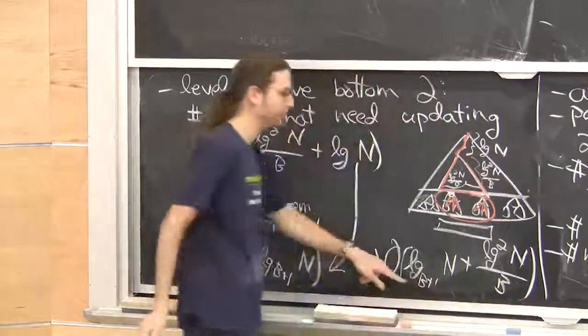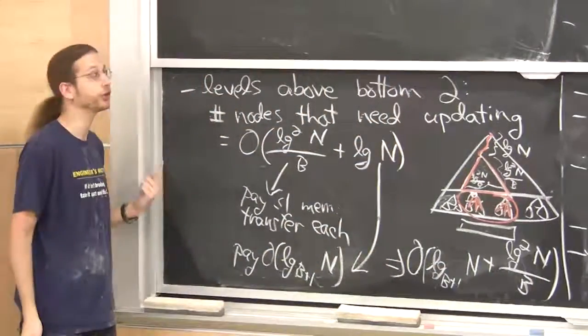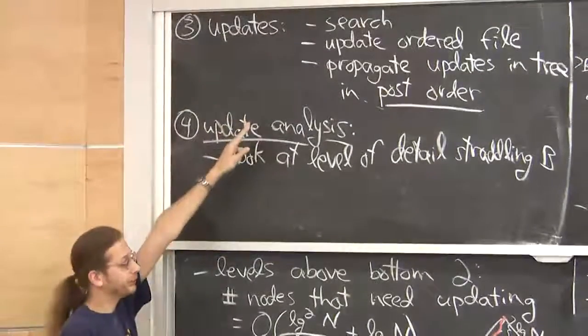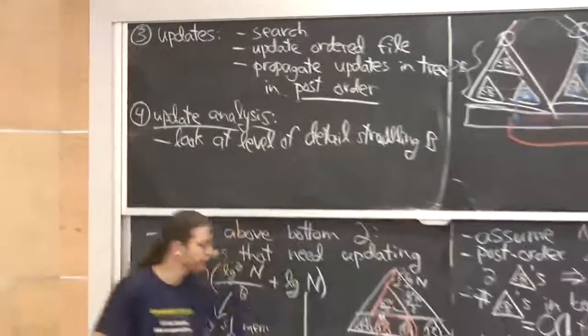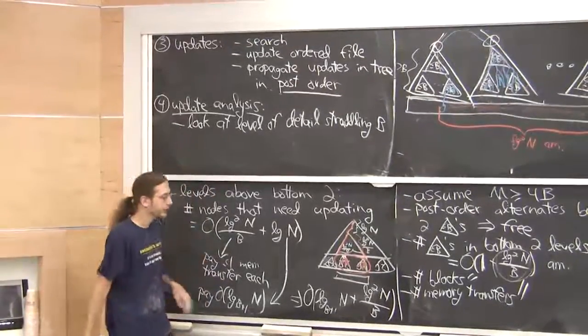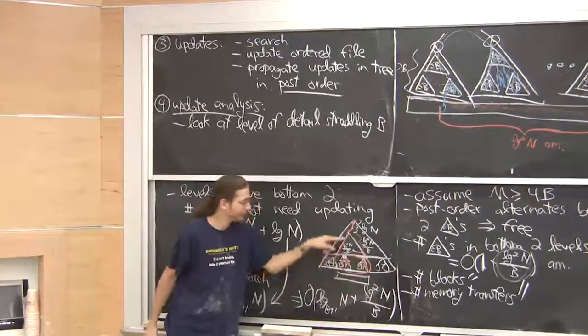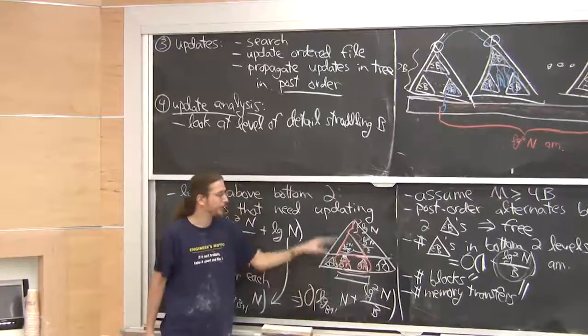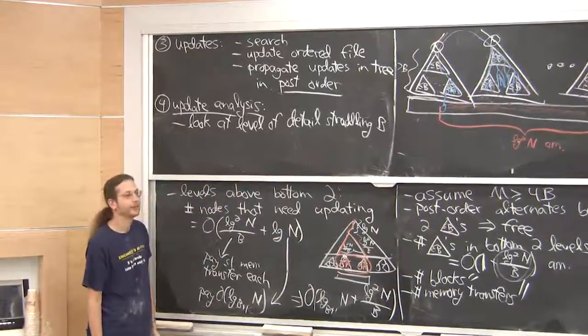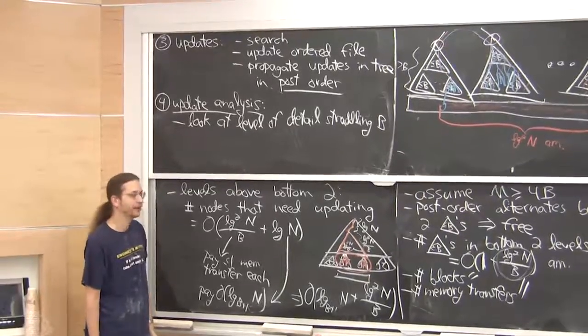We actually paid log base b of n twice, once to do the initial search. I said an update first has to search for the key, then it updates the ordered file. That's where we pay the first log squared n over b. And then to propagate all the changes up the tree, we pay log squared n over b for this part, and then another log base b of n for this part. Whew. Okay, that's updates with a bad bound.